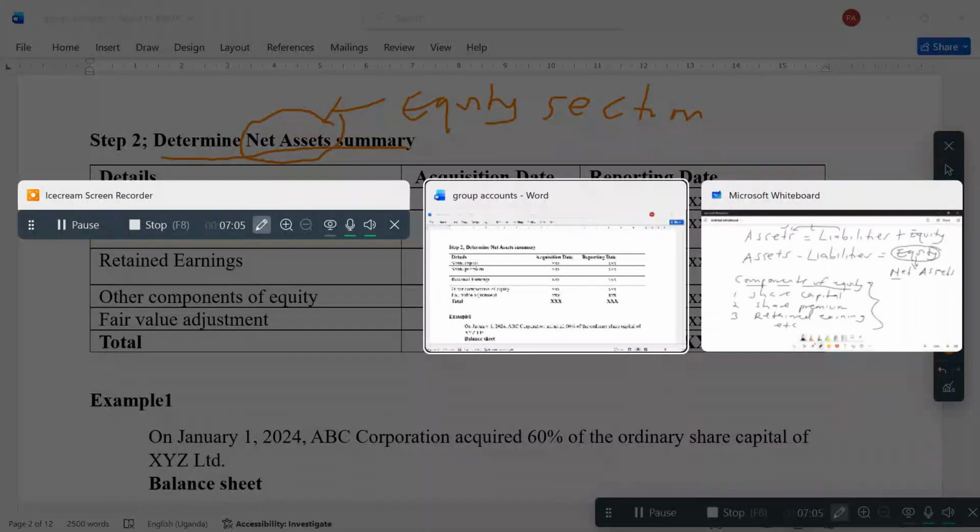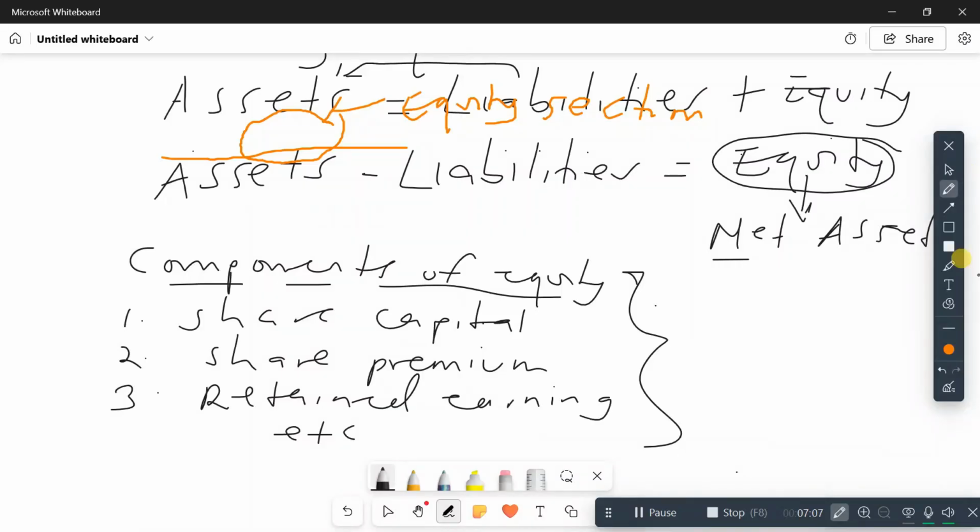If you go back to this, we already have the components of equity: share capital, share premium, retained earnings.